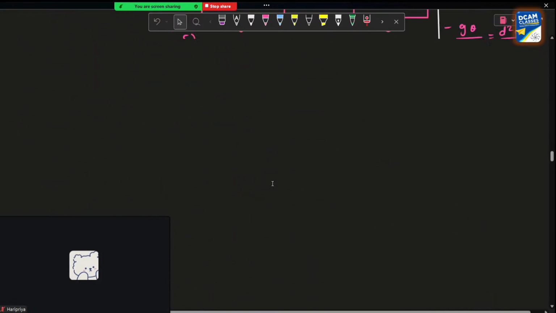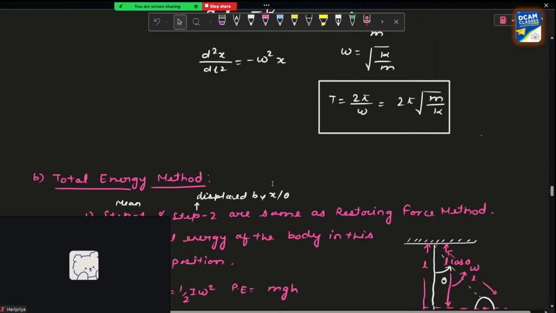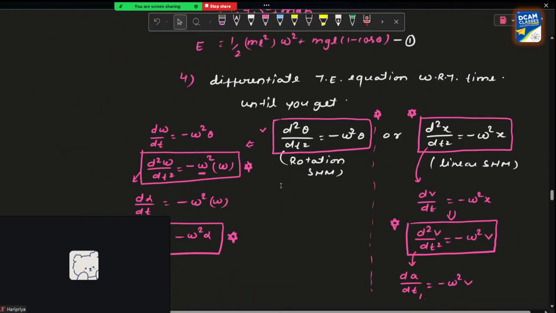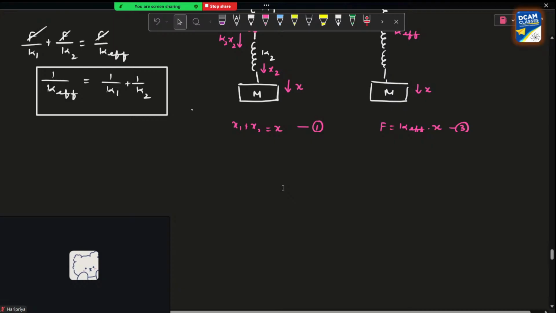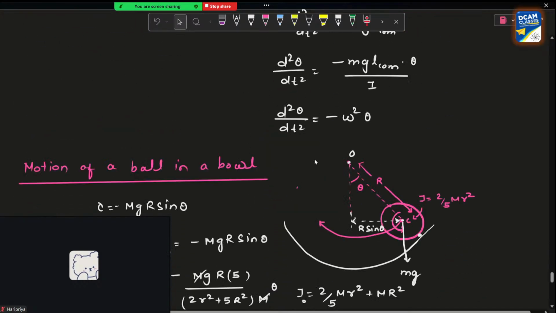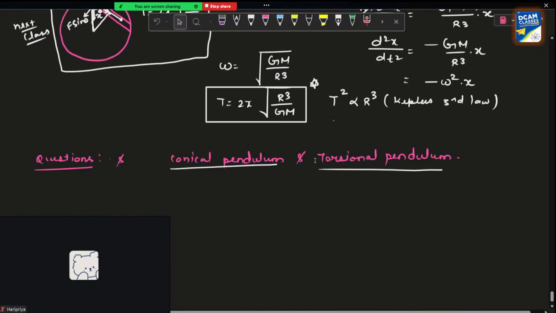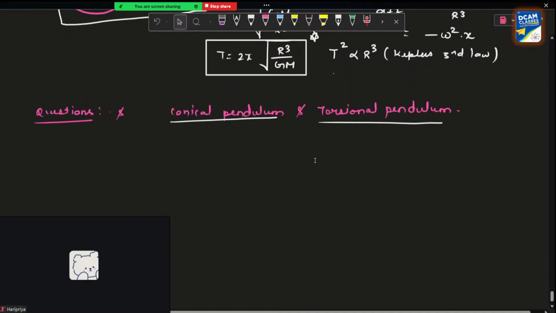SHM part we have done in the last class. Acha, concept wise this is over. Let me give you some questions to solve, and there were few cases that I was going to tell you. Conical pendulum and torsional pendulum.